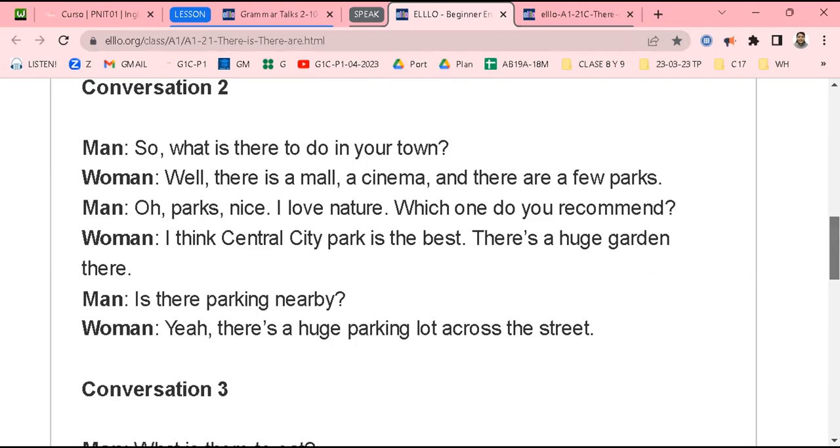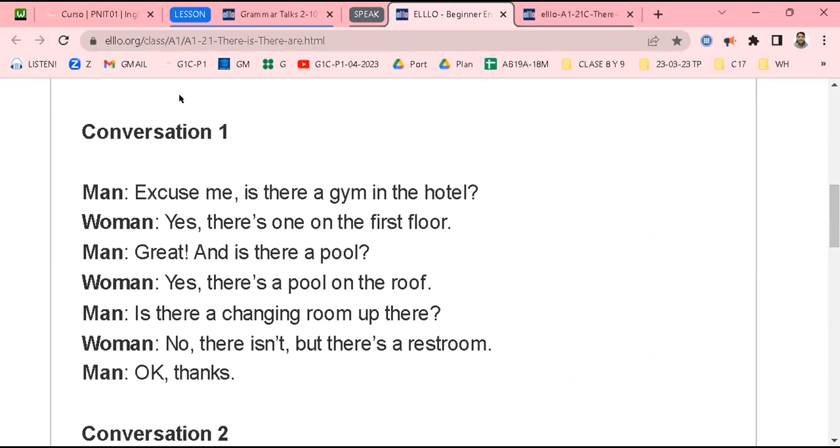Okay, so it's time to start speaking, guys. Let's see. So we're just going to check some vocabulary. For example, a pool. What's a pool? Piscina, perfect. Changing room. What's a changing room? Ideas? Cambiadero, I think. Cuarto para cambiar, para vestir.